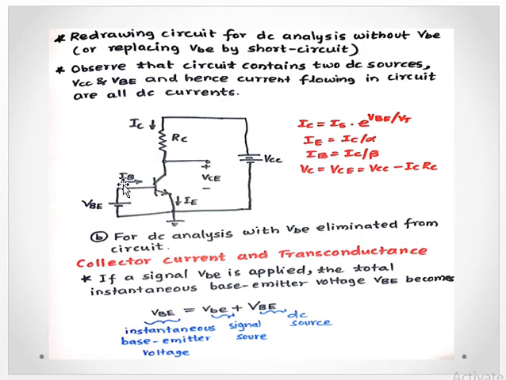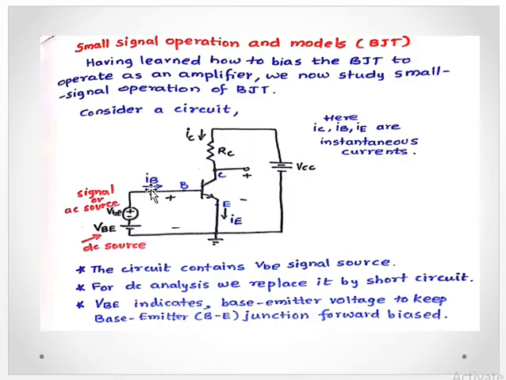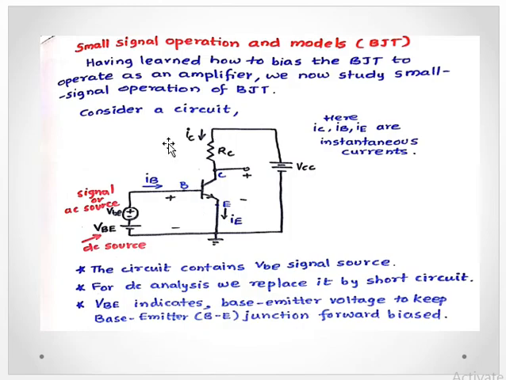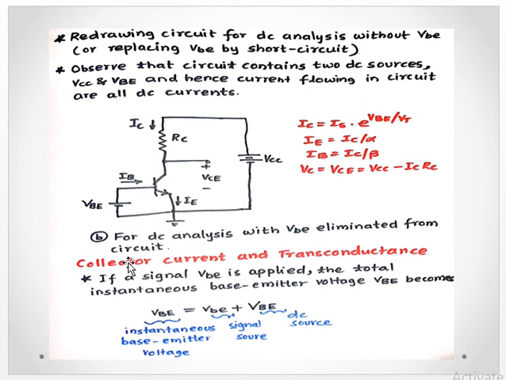If you observe the notation, here i is lowercase and subscript B is uppercase. Here I is uppercase and the subscript is also uppercase. These indicate current notations: uppercase-uppercase indicates DC currents, and lowercase-uppercase indicates instantaneous currents. And i with lowercase b or e subscript means it represents signal current. For DC analysis with vbe eliminated from the circuit, we have this circuit and all the currents flowing in the circuit are DC currents.